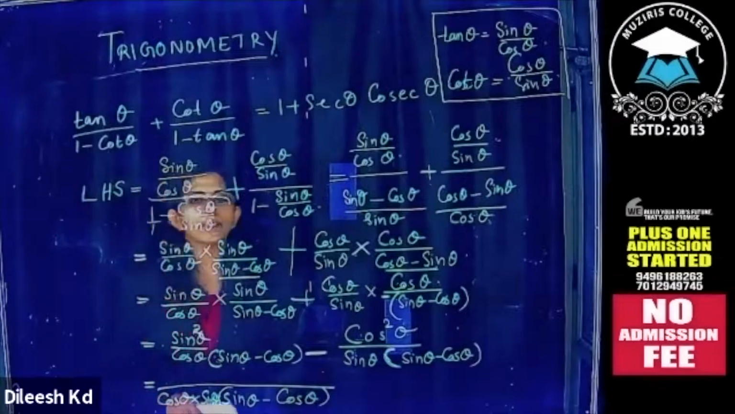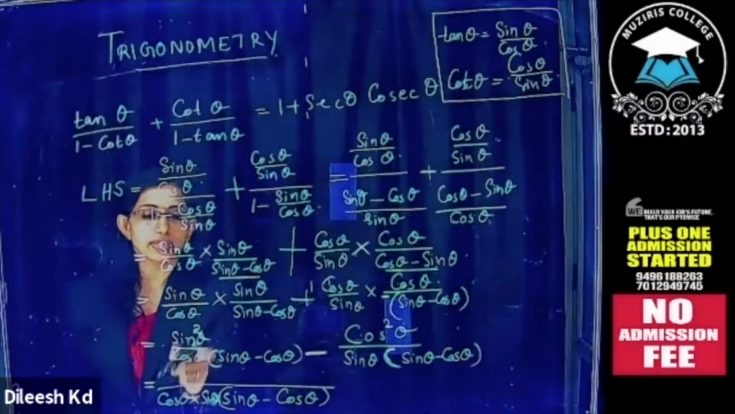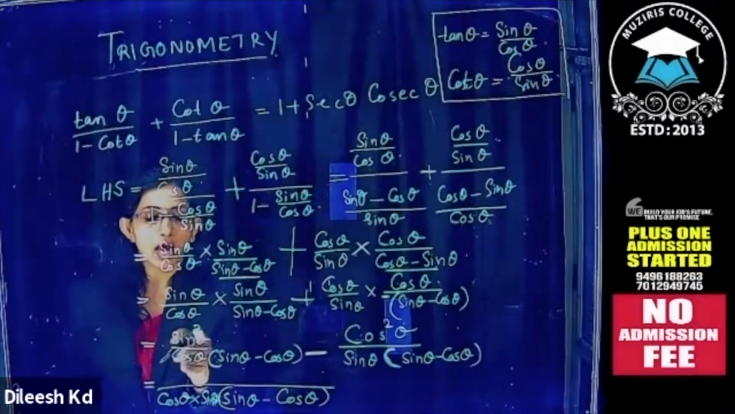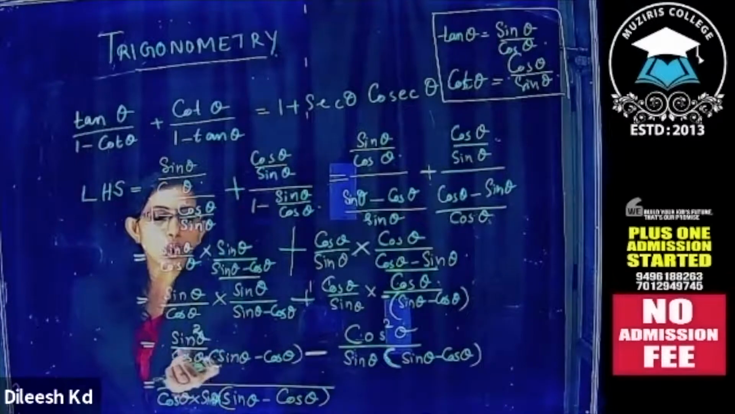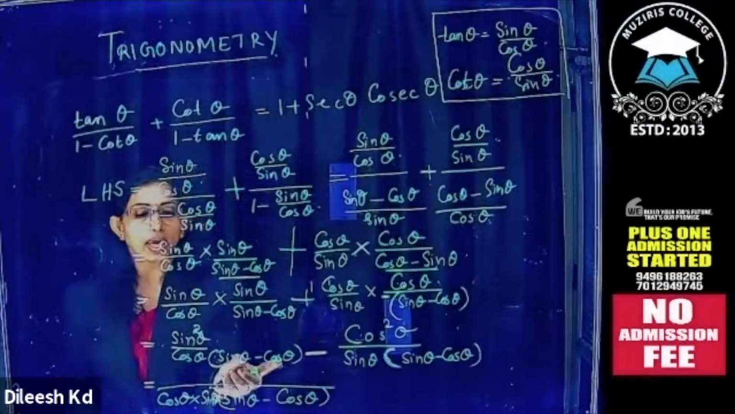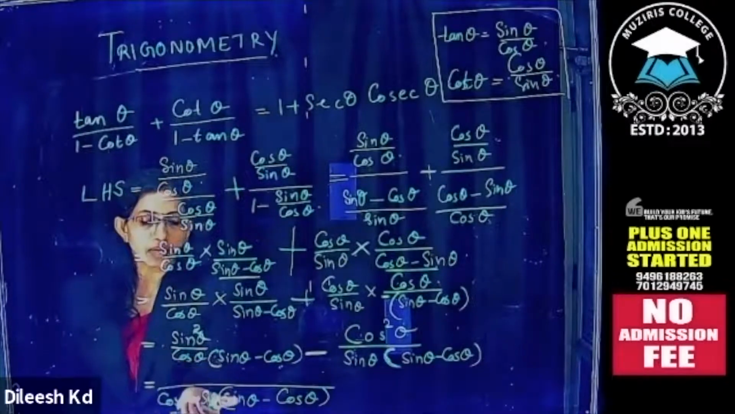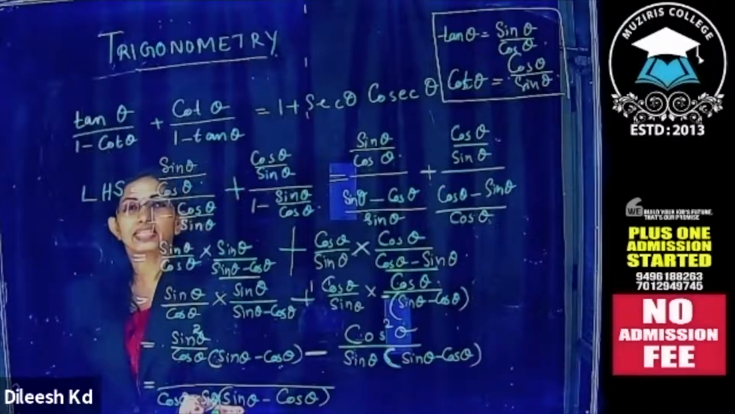Then what about the numerator? Our numerator is sin square theta, and its denominator is cos theta into sin theta minus cos theta. There is no sin theta in it, but our LCM has a sin theta.